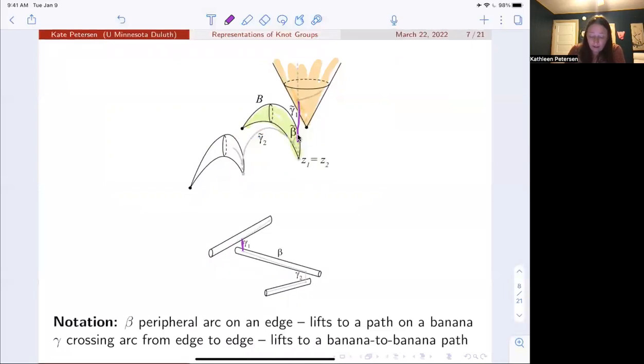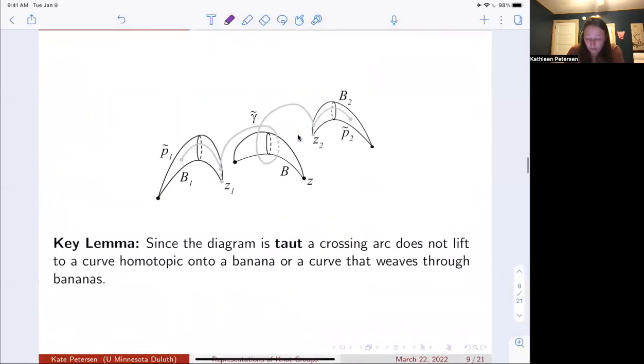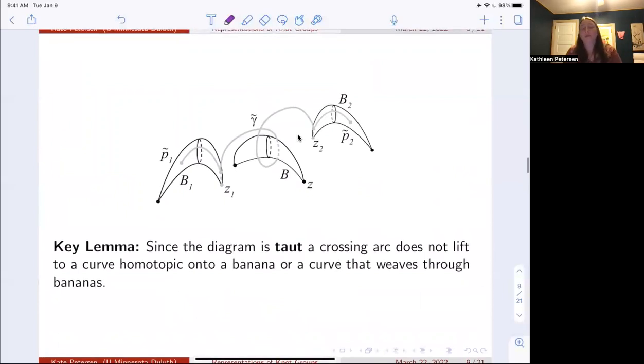And the second thing that does not happen is that it's also possible that gamma, instead of going straight, I've drawn it as going up a geodesic from one banana to the next. I mean, why can't it go round and through here and over there instead? So luckily, it can't do either of those things. And the reason is that we've made this assumption that the diagram is taut.